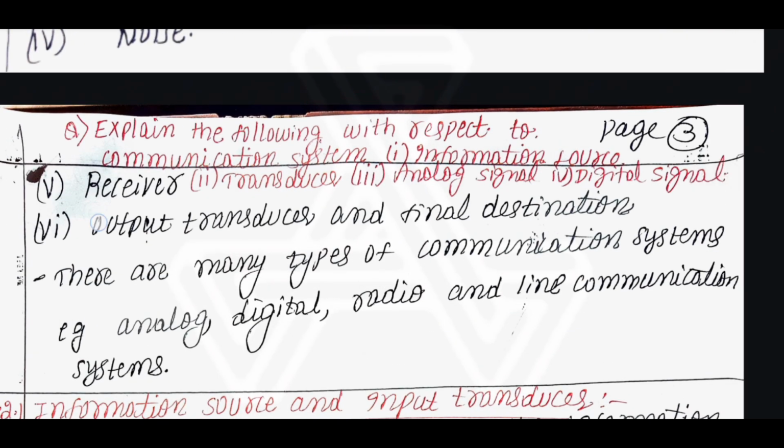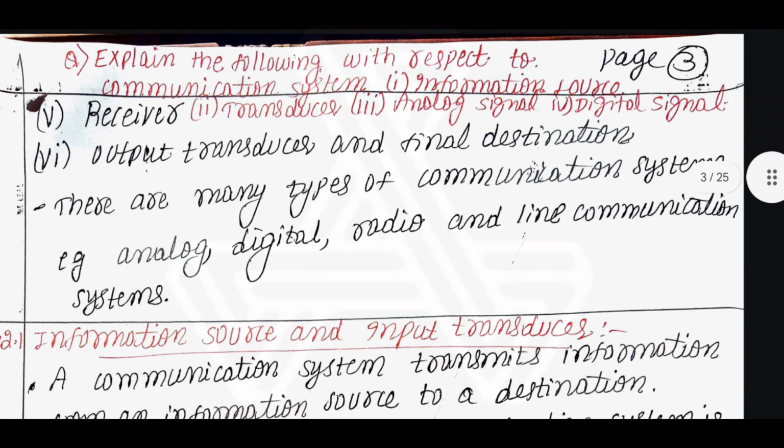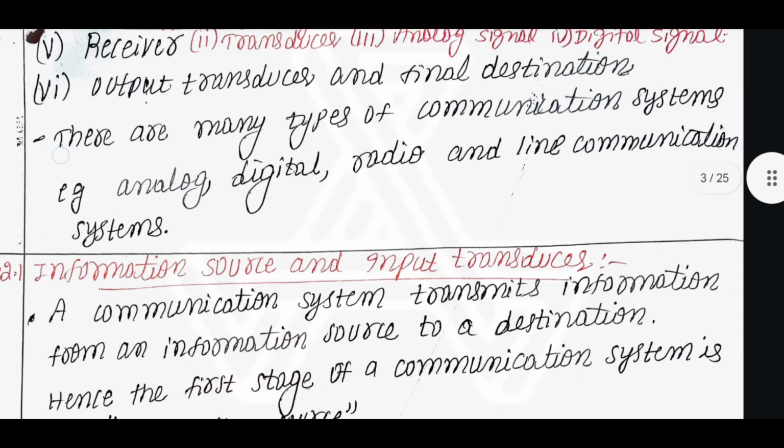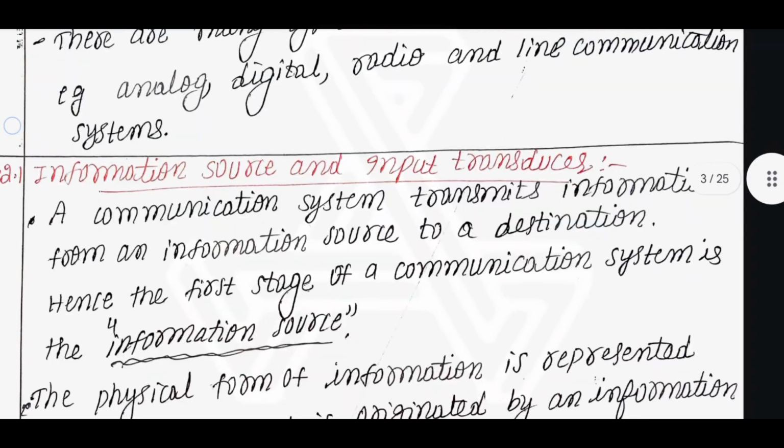Explain the following with respect to communication system: information source, transducers, analog signals, digital signals, receiver, output transducer, and final destination. There are many types of communication systems. Example: analog, digital, radio, line communication systems.